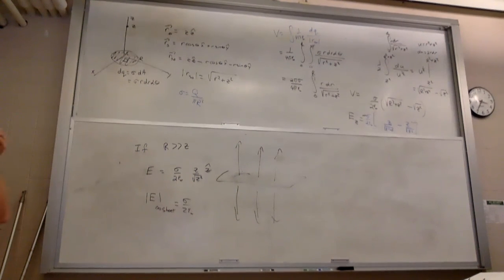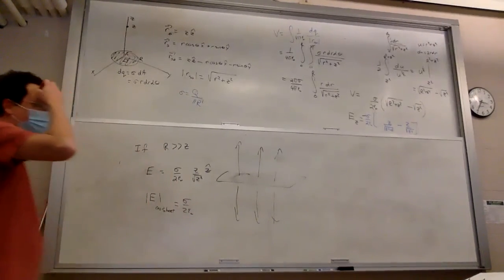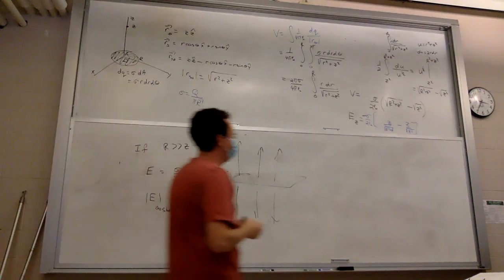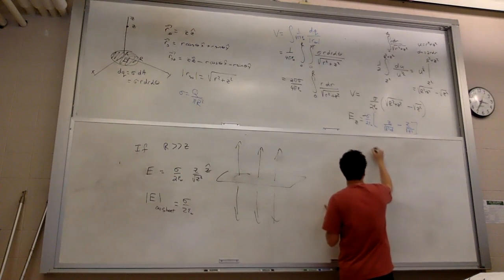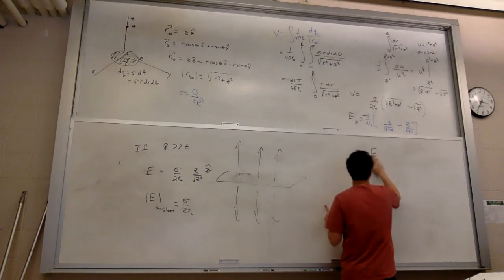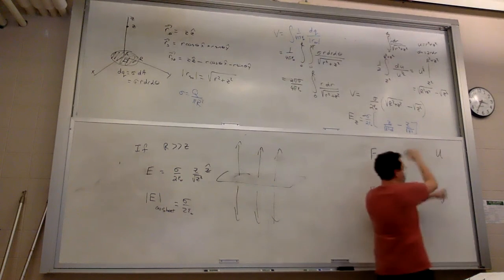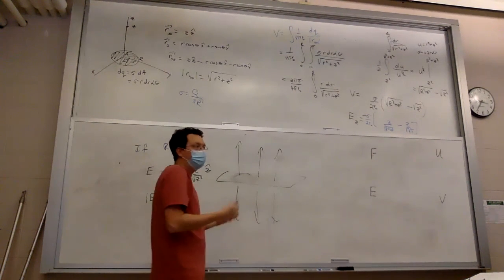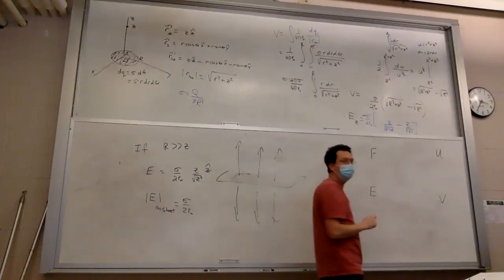Okay? So kind of going back to our rectangle of pain and suffering, we have forces, we have electric fields, we have V, and we have U. You can go in all different ways. It's always consistent, right? You can go through it any way you want.